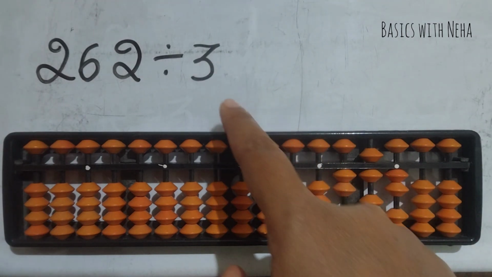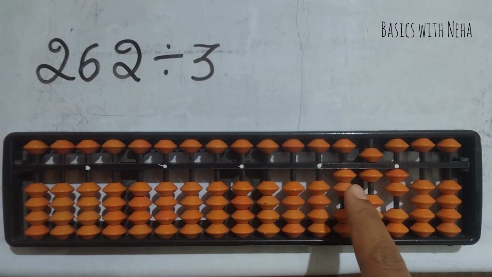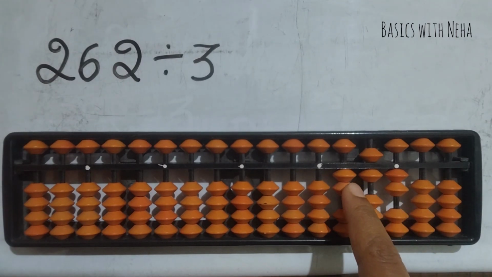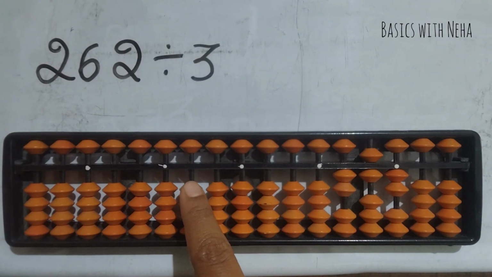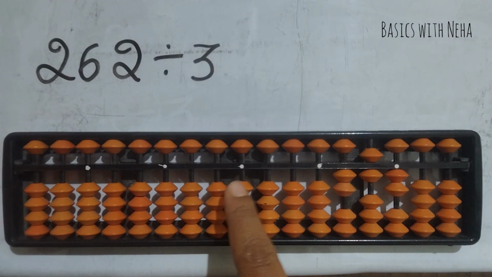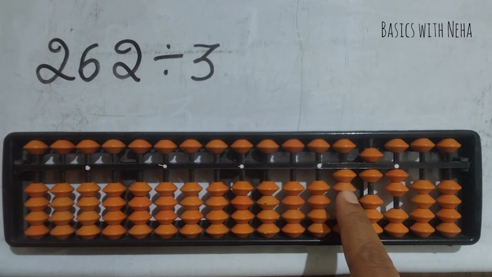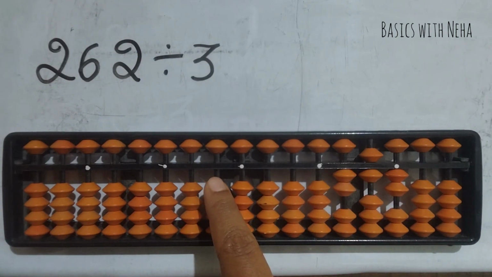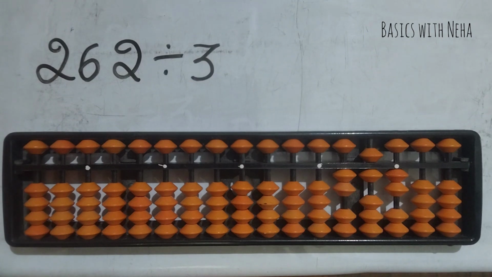So first, 3 is a single digit number. My answer will also come in 3 rods. So ones place, tens place, hundreds place, ones place, tens place, hundreds place. So my answer will be here. 2 is smaller than 3, so I have to go to 2 rods. I'll take 2 rods. The last rod to consider is the tens place, so my answer will be on the tens place here. So for better understanding, I'll just keep my finger here.